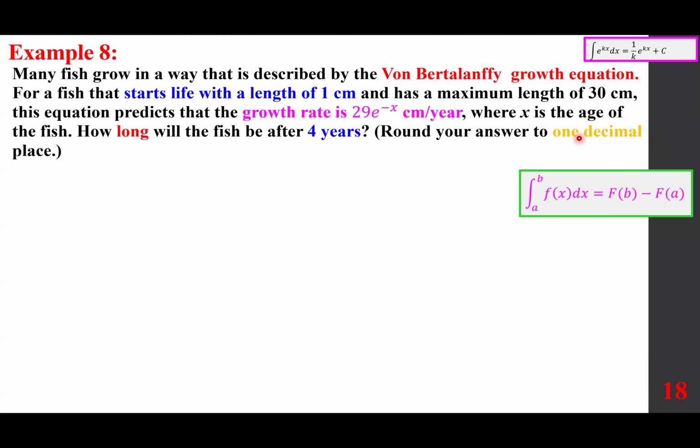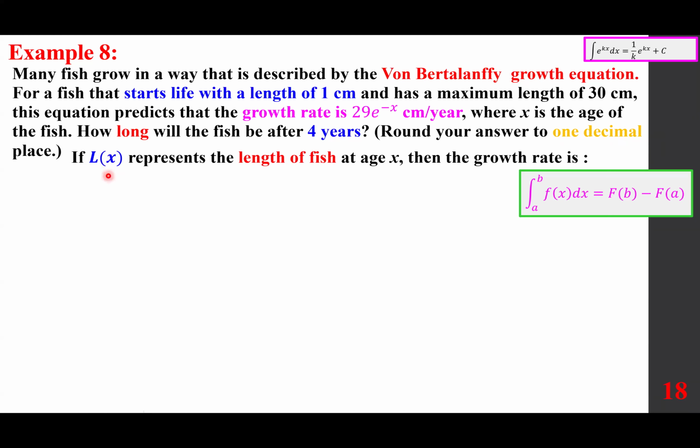Now, what do we have here? We have a similar situation. If L of x represents the length of the fish, that's what we're looking for. How long is the fish at a general age of x? Then the growth rate is its derivative, L prime or dL/dx, is this. What is this? The initial value. L of 0 equals 1 centimeter. So there are 2 ways to solve it, and we're going to do it both ways.